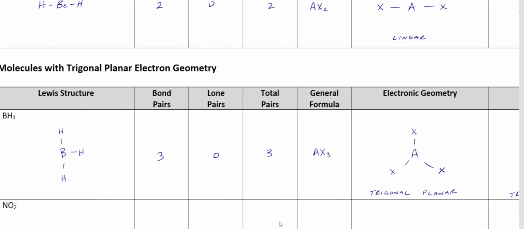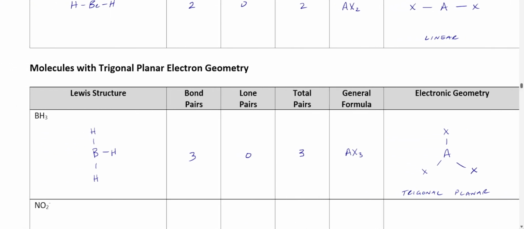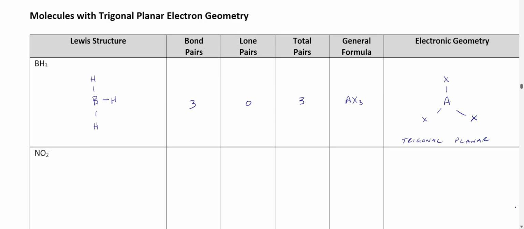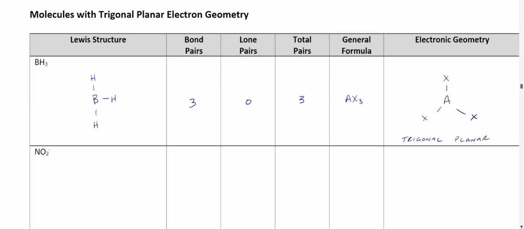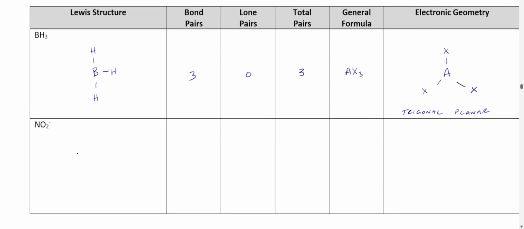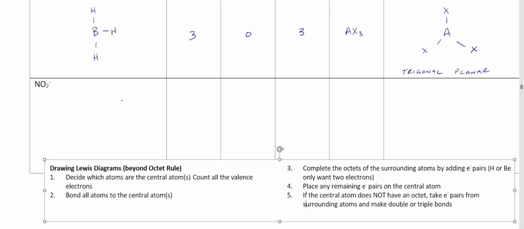Okay, now what we are going to do is look at the NO2 negative ion. So this is the nitrite ion. For the nitrite ion, I'm actually going to go through the process of showing how to do this Lewis structure. And for that, I'm going to cut and paste a set of instructions that we acquired back when we were doing hybridization. Okay, so these are the instructions that you can find in the hybridization section of your notes. It says decide which atoms are the central atom and count all the valence electrons.